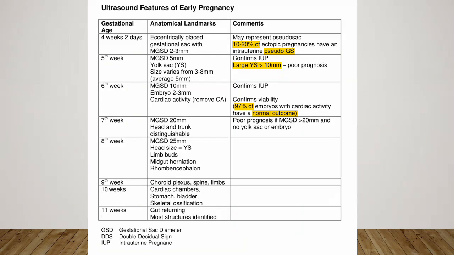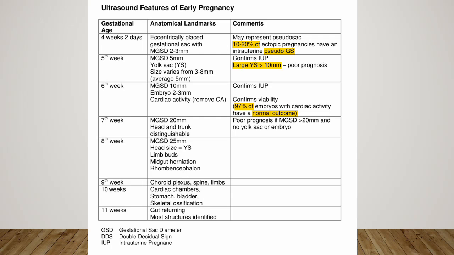This is a table from the guideline which includes some gestational ages and ultrasound features. At 4 to 5 weeks, some experienced clinicians can detect the intrauterine gestational sac, which is around 2 to 3 millimeters. At 5 weeks, the gestational sac diameter is 5 millimeters. At 6 weeks it's around 10 millimeters. At 7 weeks you should see the fetal pole.